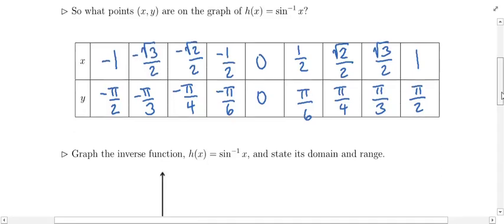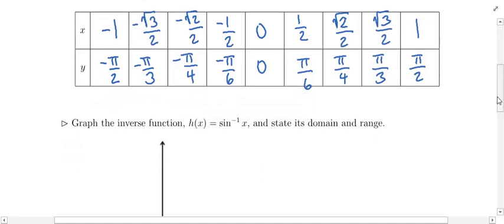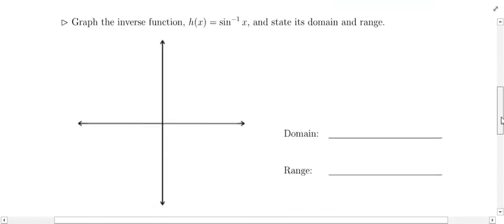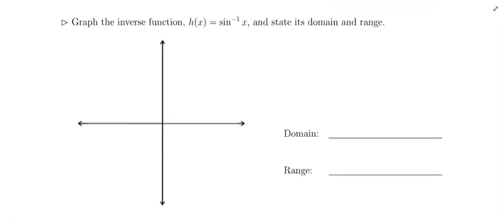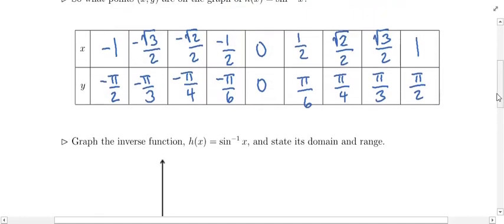So what we can do now is graph the inverse function because we have a table of values. We know several x, y pairs that are on the graph, so we just need to plot them all, and then we will have our graph. If you look at what I have here, I have just plain axes. We have to figure out how to label them. Let's start with the x-axis. Your x values are going to be numbers between -1 and +1.